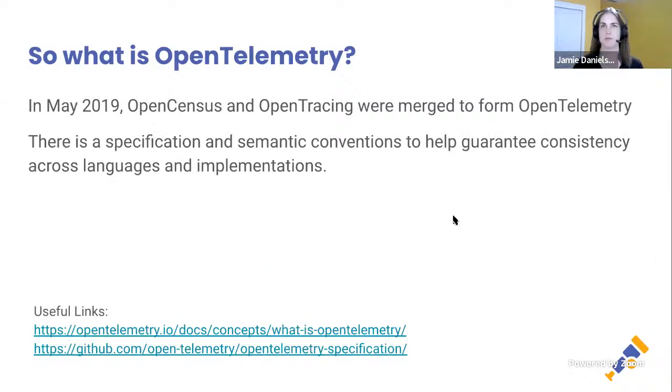Several years ago, it was known that we needed to have observability and we needed to have these different standards because at the time there was OpenCensus and OpenTracing. Those were both very popular, but they were different. And so they actually merged together to form OpenTelemetry. And OpenTelemetry now has a specification and has semantic conventions, which lets us better guarantee consistency across languages and implementations. So you shouldn't have big surprises as you go into different languages or different applications.